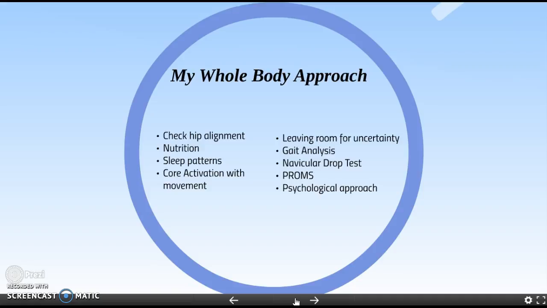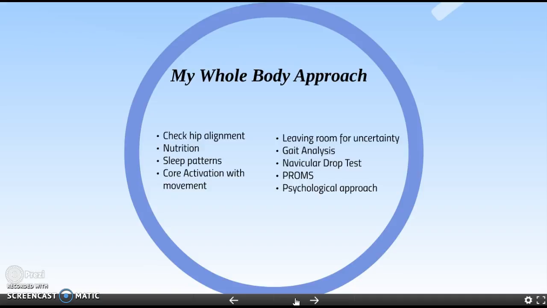And then also core activation. I am a huge supporter of core activation throughout movement, especially in those diagonal sports of tennis, swimming, and baseball, softball. So making sure that the core is activated and properly contracting during these complex diagonal movements. So those are some whole body approaches that I take to my evaluation, and I like to ask those types of questions in my evaluations.